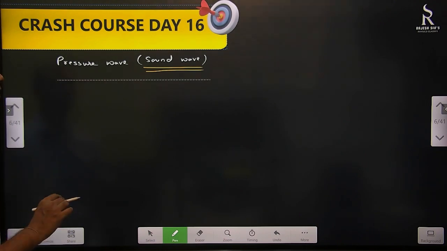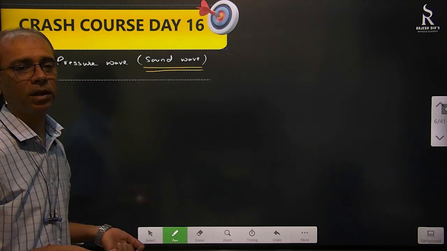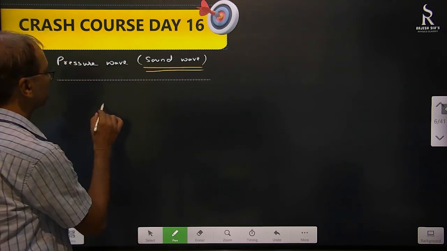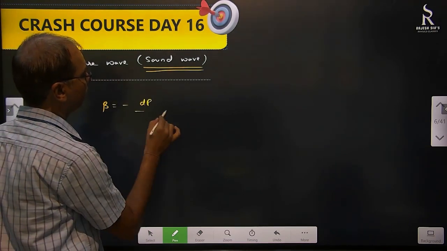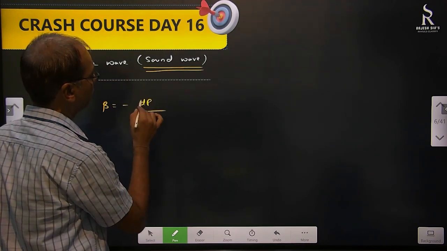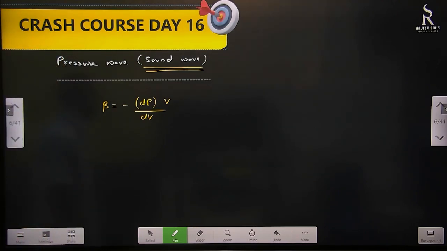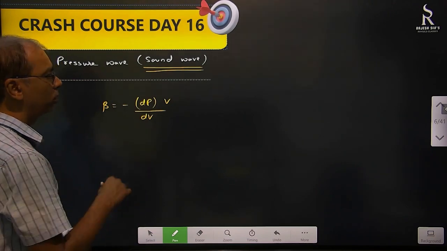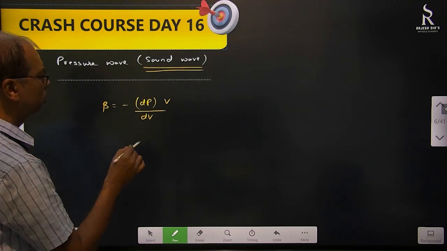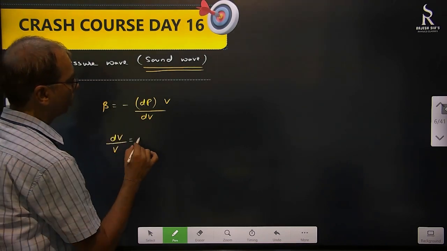So pressure wave, we said, is because of the elasticity of the medium, and the measure of elasticity of the medium is bulk modulus. Okay. So what was bulk modulus? Bulk modulus was minus delta P by dV by V. So it is actually dP by dV into V. Okay. So when we are going to correlate this with the displacement wave, how to correlate? What we will do is, here we are going to take dV by V, and here we are going to write minus dP by beta.